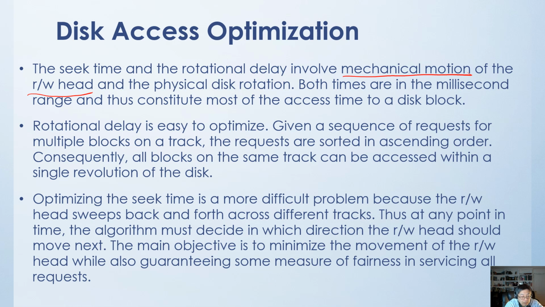Now rotational delay is easy to optimize. Given the sequence of requests for multiple blocks on the track, the requests are sorted in ascending order. Consequently, all blocks on the same track can be accessed within a single rotation of the disk. So you can do just one rotation and access all the blocks on this track.